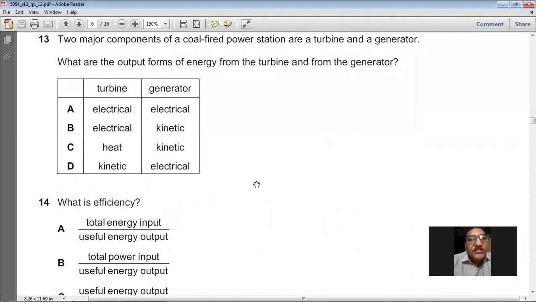Two major components of a coal-fired power station are a turbine and a generator. What are the output forms of energy from the turbine and from the generator? The turbine's output energy is kinetic energy, and the generator's output energy is electrical energy. So D is the right choice. Question number 13, D is the right choice.